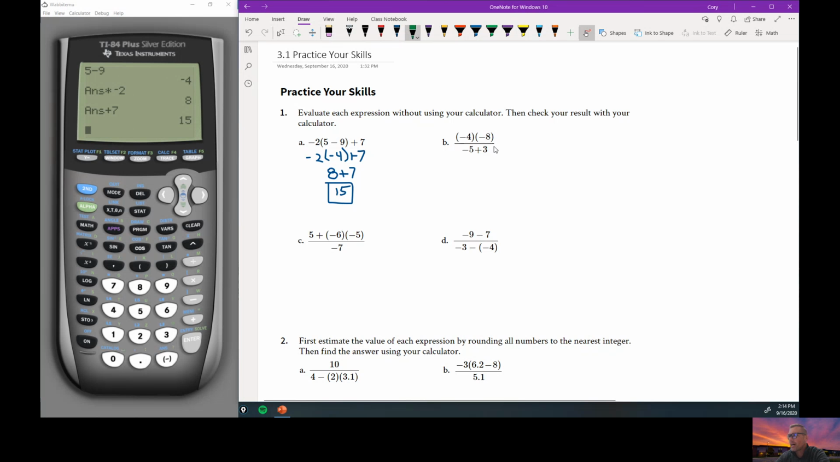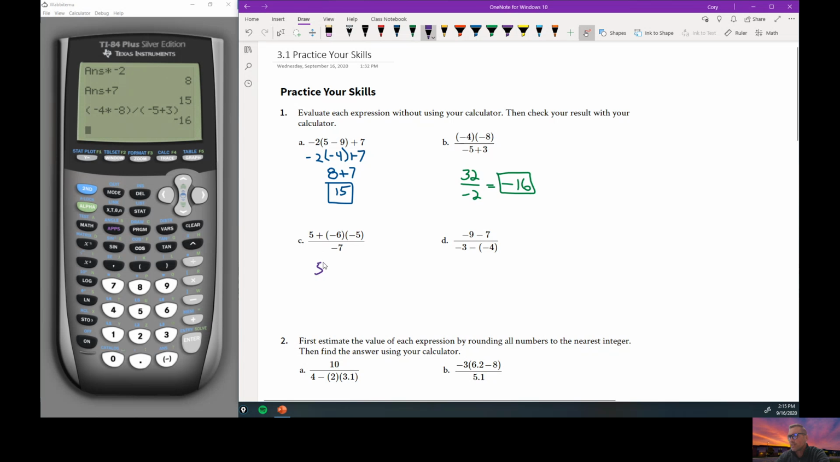All right, next up on the top, -4 times -8 is 32. On the bottom, -5 plus 2 is -2, and then we'll do the division. That gives us -16. So how about we'll do this all at once. We'll do -4 times -8 in our numerator, and in our denominator, -5 plus 3. There's the -16.